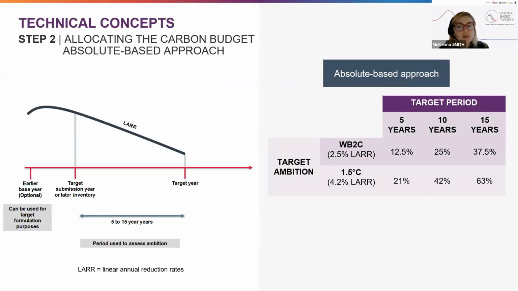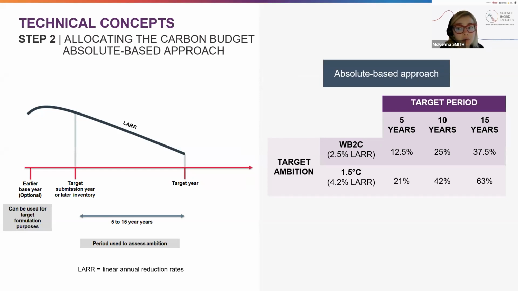So as we've chosen the absolute based approach in this slide, the graph on the left shows where companies make a submission. And then we look at the linear annual reduction rate, the LARR. This is to make sure that the data is in line with the current science projections. So this means for different temperature targets, there are certain minimum requirements of reduction year on year.